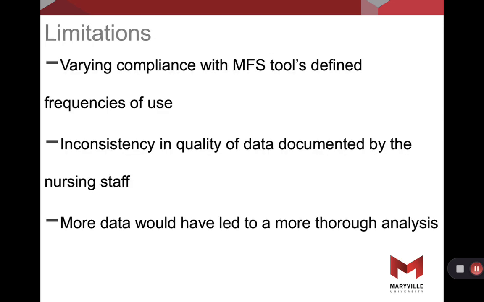The following limitations of the study may have impacted the results. Upon the initial implementation of the Morse Fall Scale, the staff exhibited varying compliance with the tool's defined frequencies of use. Lack of staff compliance with the Morse Fall Scale tool frequency was noteworthy during the night shift, as the researcher and leadership were not present at this time.